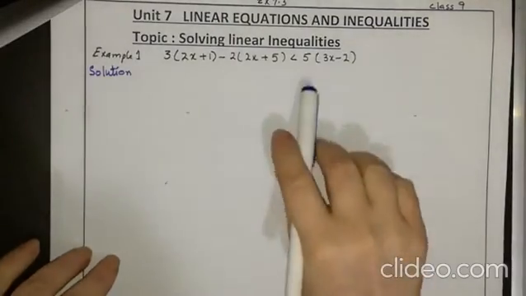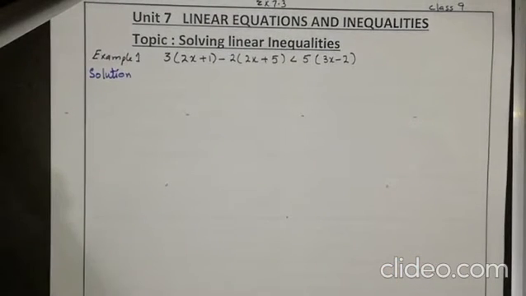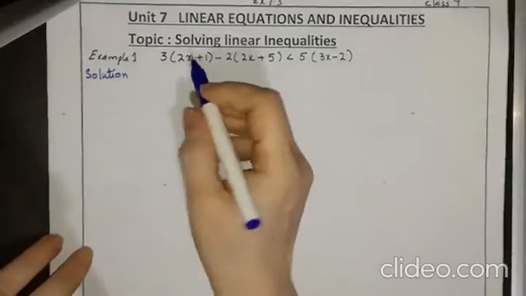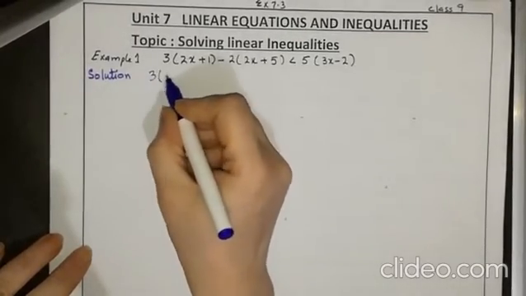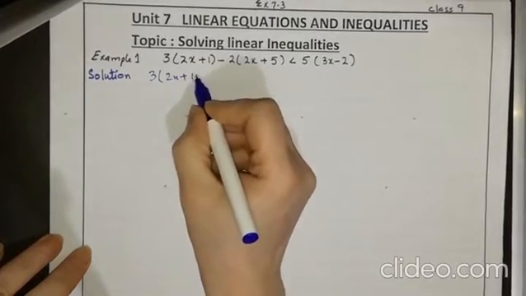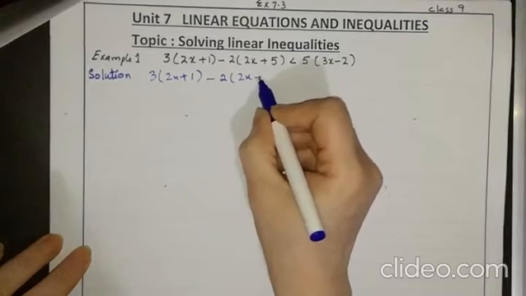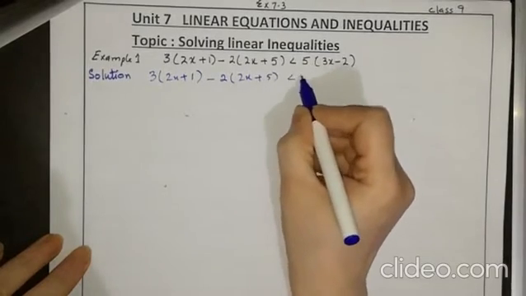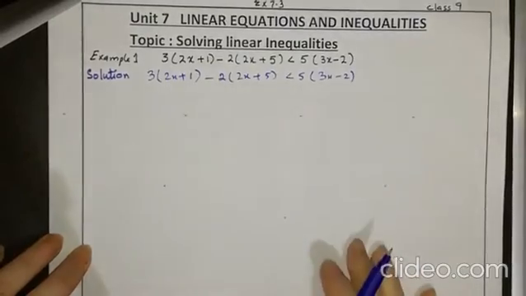After these properties, now solving linear inequalities. So let's solve our question. By example 1, these examples are from your exercise. So let's start the question. Let me write first the question. For the solution, -2(2x + 5) < 5(3x - 2).